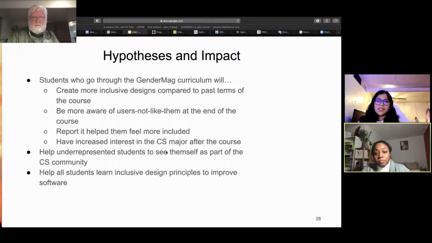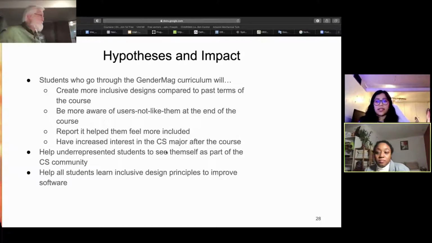So for hypotheses and impact, we hypothesize that students who go through the GenderMag curriculum will create more inclusive designs compared to past terms of the software engineering course, be more aware of users not like them at the end of the course, report it helped them feel more included, and have increased interest in the CS major after the course.